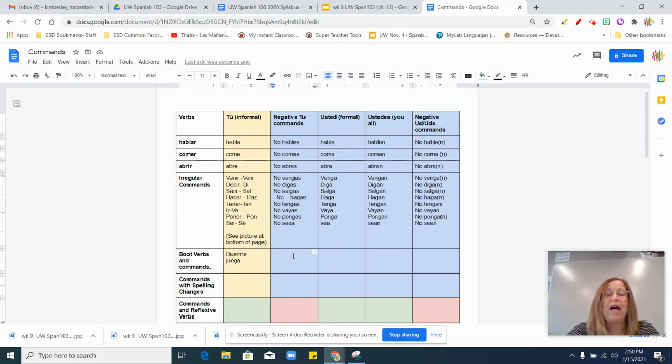Boot verbs are the same. So you conjugate it in the yo form, duermo, take out the O, add the opposite ending, because the verb is dormir. Let me write that over here, dormir, right? So dormir becomes duerme in the regular tú form command. No duermas, opposite ending. Duerma, duerman, no duerman.